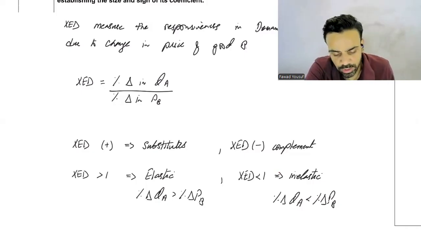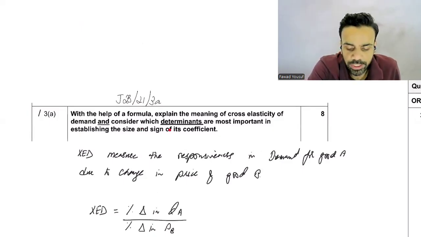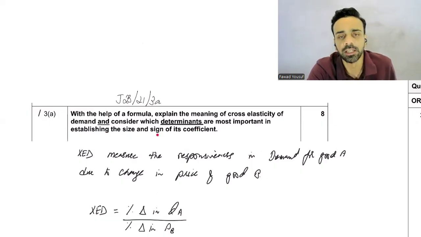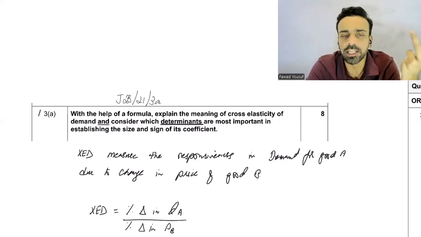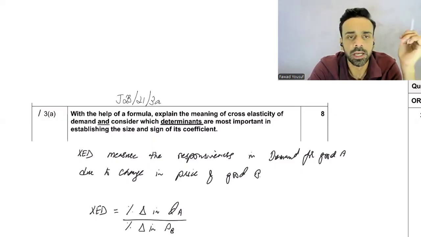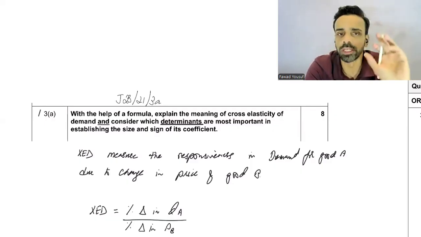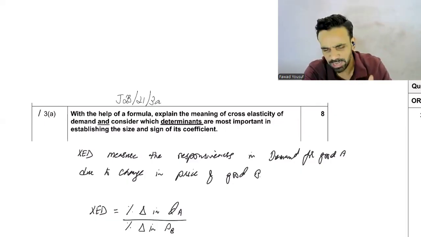जिसके अंदर, let's read the question one more time. Which determinants are most important in establishing the size and sign? I said, what are those things जो डिसाइड करता है कि इसका साइन क्या होगा, प्लस के माइनस, सब्स्टिट्यूट्स एंड कॉम्प्लीमेंट्स, या दैट विल डिसाइड के साइज क्या होगा, ग्रेटर देन वन या लेस देन वन? What are the determinants which are establishing?